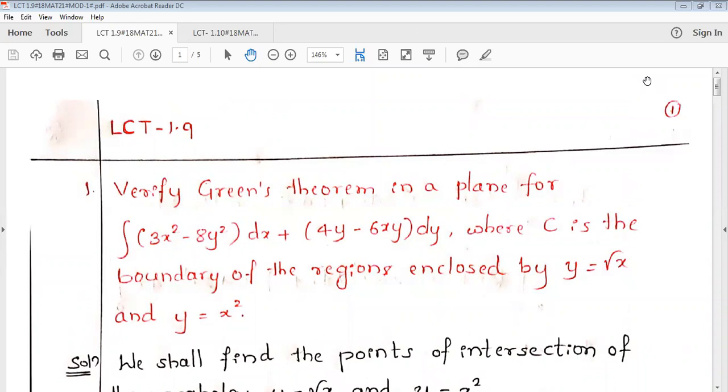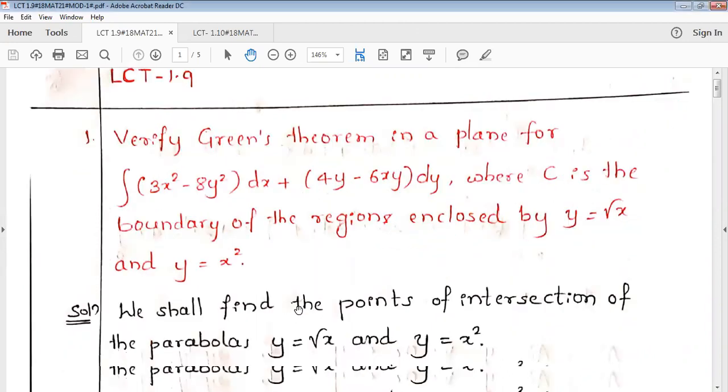In this video, we'll discuss the next lecture, that is 1.9. We'll discuss examples on Green's theorem. In the previous class, we studied three integral theorems: Green's theorem, Stokes theorem, and divergence theorem. So in this class, we'll start examples on Green's theorem.